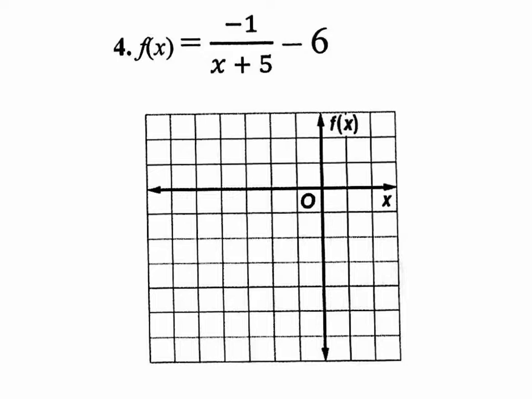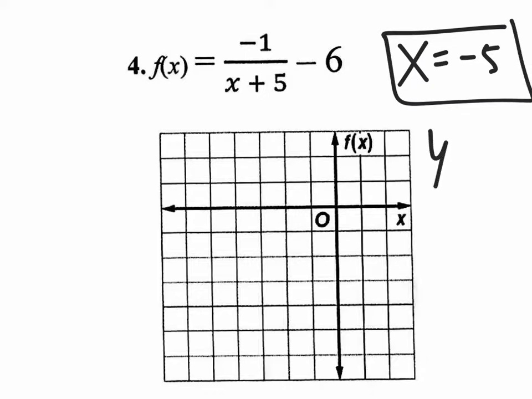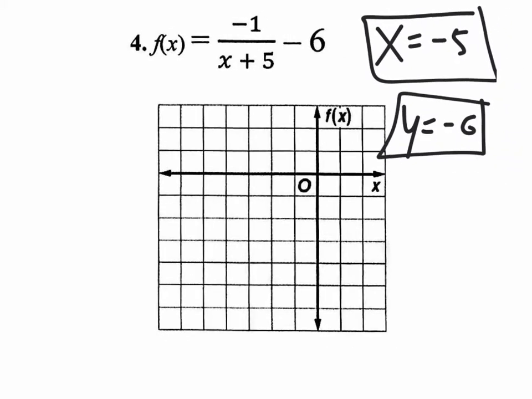So what's your vertical asymptote? It's going to be x equals a number. So if you go x equals, what's your h value? -5. So x equals -5. That's your vertical asymptote. Your horizontal asymptote is going to be what? Y equals -6.